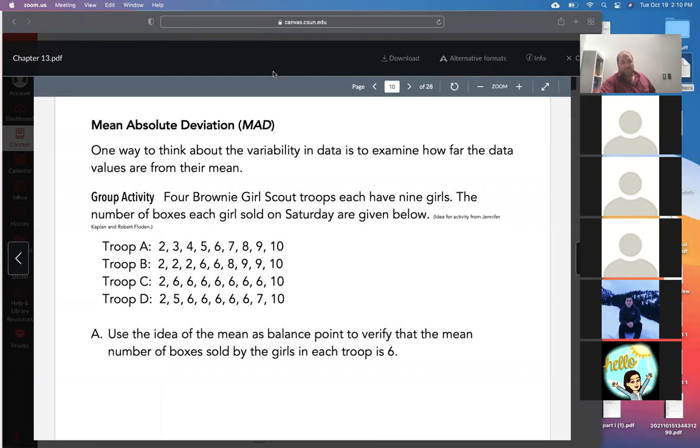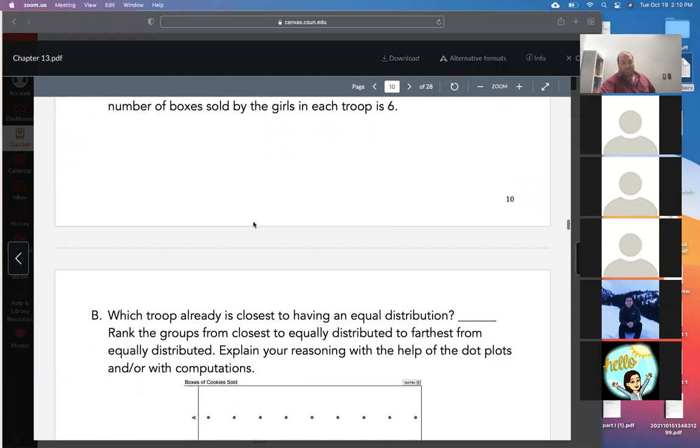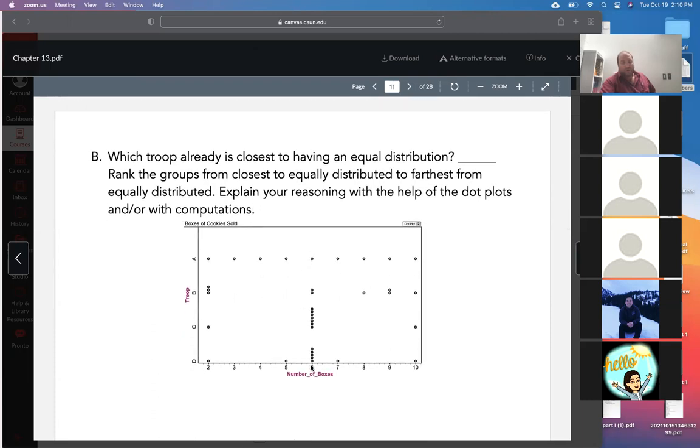But when we look at the spread of the data, we see that while they all have a mean of 6, the first one is kind of all over the place. The second one has some on the far left and some on the right. The third one has almost all in the middle with a couple on the edges. And the fourth one has a bunch in the middle and then a little here and then a little more there. So they all have the same mean, but their spreads are all different.